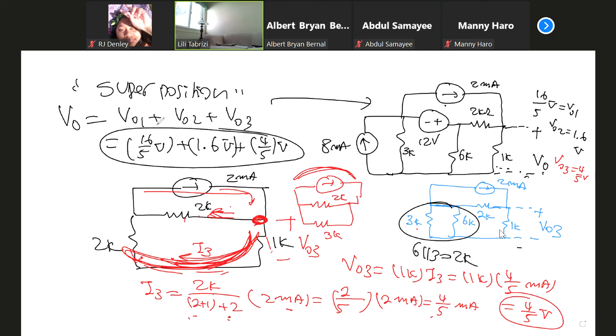So this is the voltage, the output of the 3 sources acting together. 5.6 volts. Okay. That's it. That's superposition. There's nothing else to say about superposition.